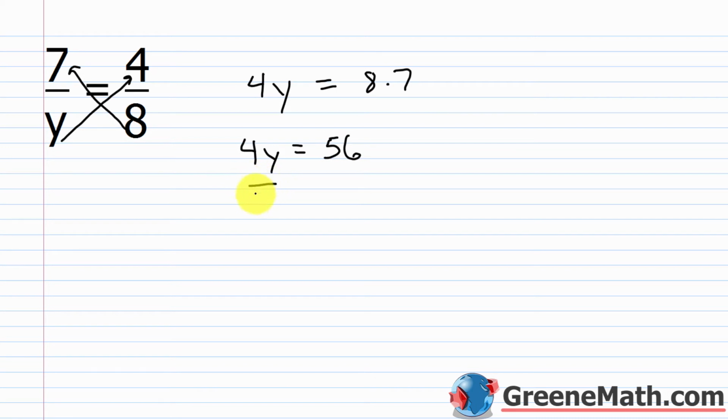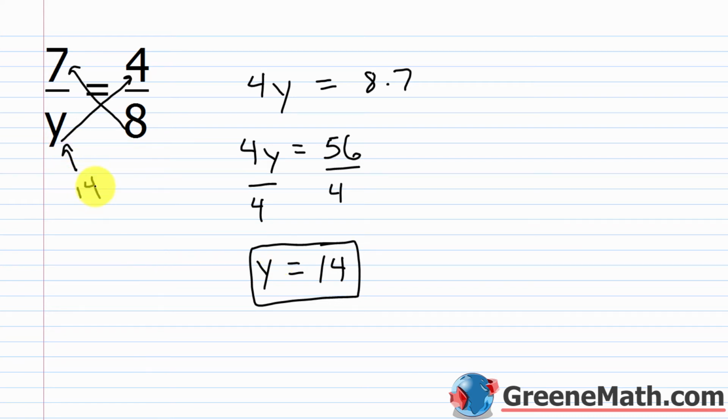And then we just divide both sides of the equation by 4, the coefficient of y. 56 divided by 4 is 14. So we get 14 here. So y equals 14. All right, so if I plug in a 14 for y, you can mentally see that that's going to work out, right? Because 4 is half of 8 and 7 is half of 14. So if I reduce each, if I divide 4 by 4, I get 1. If I divide 8 by 4, I get 2.